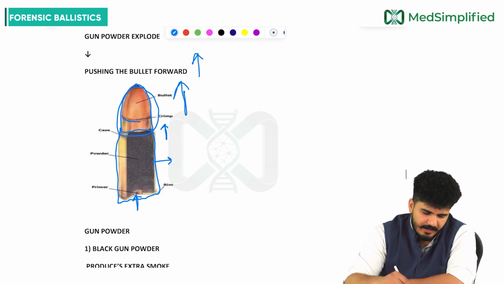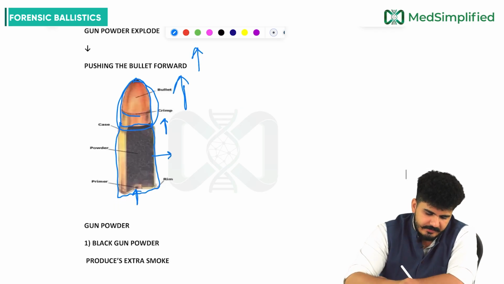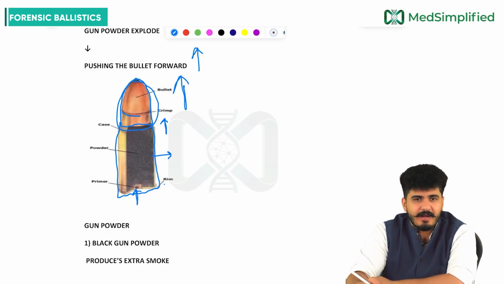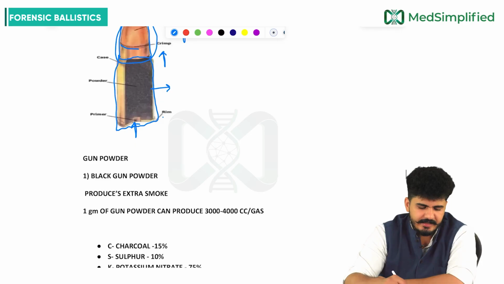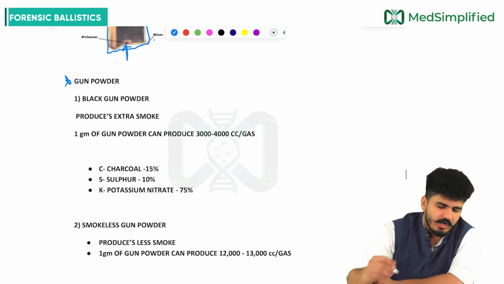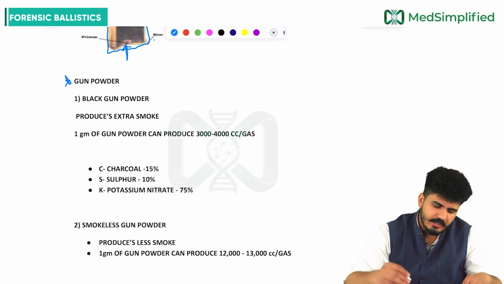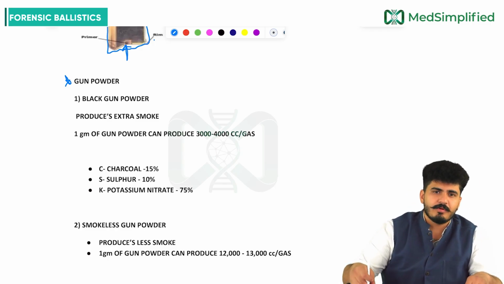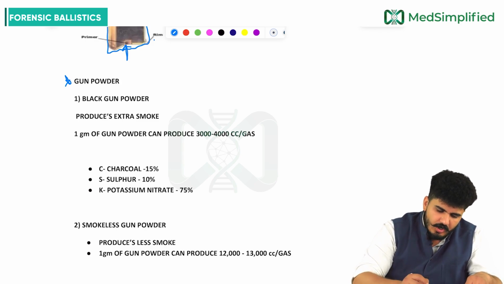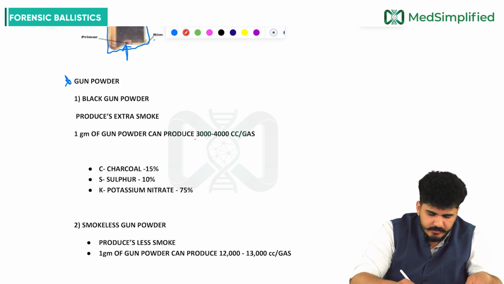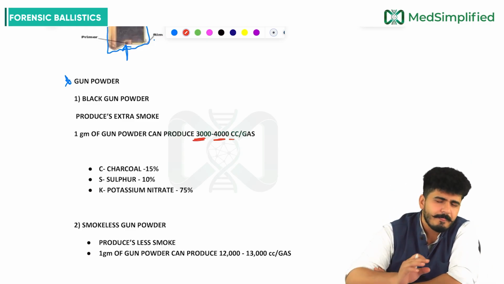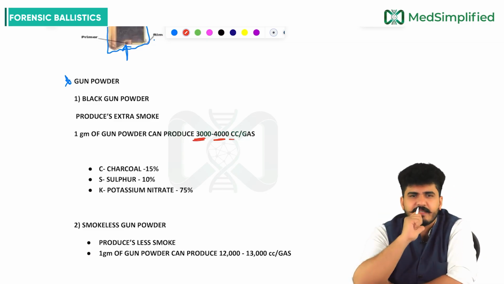Now you will see the parts here, sir. Rim is there, then the powder part, the case where the powder is there, and the forward part is the bullet, which is mainly hitting the target. Now the gunpowder: black gunpowder produces the smoke, my dear friends. So 1 gram of gunpowder can produce how much gas? 1 gram can produce 3000 to 4000 cc gas.